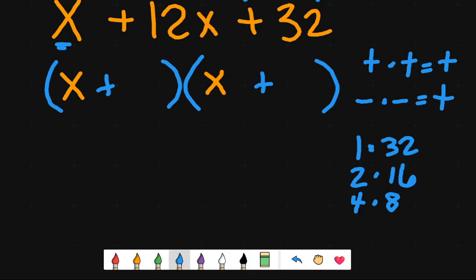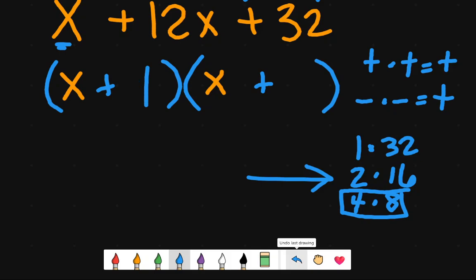Now, each one of these factor pairs, 1 times 32, 2 times 16, and 4 times 8, would all give us 32 if we multiply them. But which one of those pairs, when we add them together, will give us 12? If you said 4 and 8, you would be correct. So that lets us know what factors we're going to put inside of our binomials here. So it's going to be x plus 4 times x plus 8.